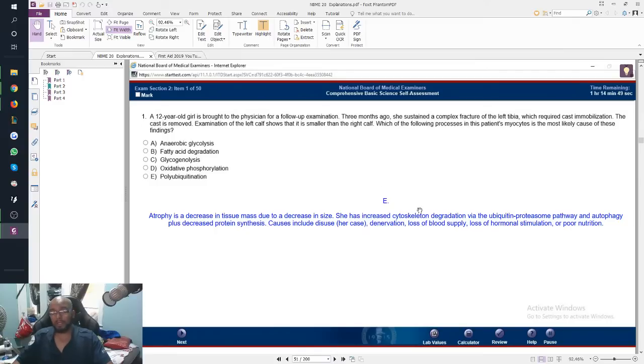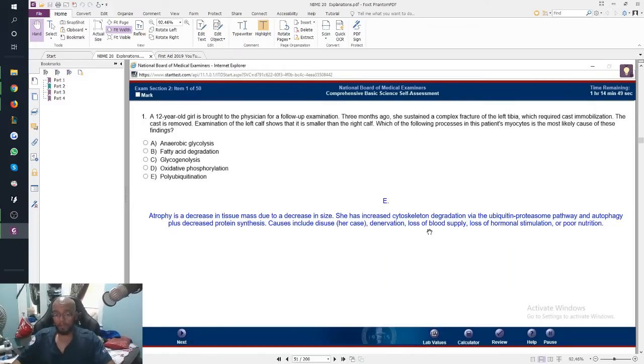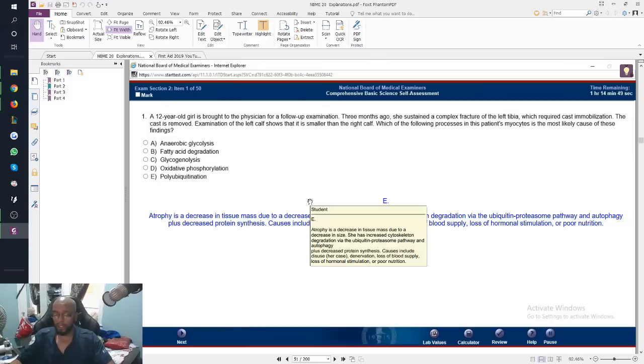She has increased cytoskeleton degradation via the ubiquitin proteasome pathway and autophagy, plus decreased protein synthesis. Causes include disuse, which was her case because she's not using that calf. Denervation, which can also occur if you have a cast and it can actually denervate some of your nerves. Loss of blood supply, loss of hormonal stimulation, and poor nutrition. Any of these are various causes of things becoming smaller, losing weight, etc.